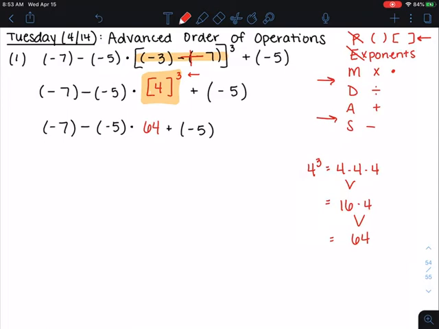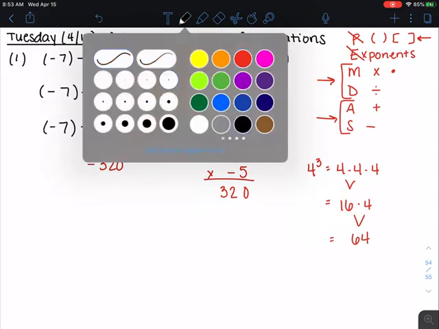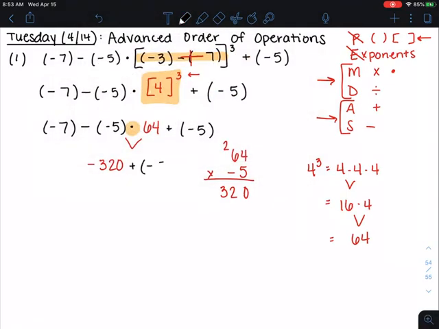Now exponents are done. Multiplication and division go left to right. Now addition and subtraction go left to right. Okay? So any multiplication and division, we have multiplication right here. So let's do that part first. 64 times -5. Since it's different signs, we know our answer is going to be negative. 5 times 4 is 20. 5 times 6 is 30, plus 2 is 32. So our answer is -320.